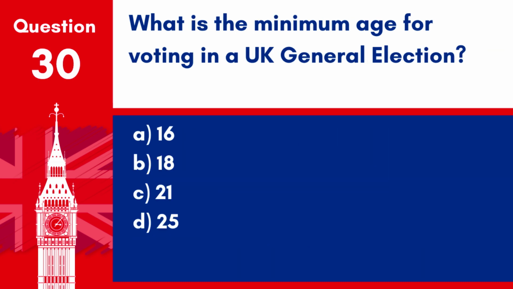Question 30. What is the minimum age for voting in a UK general election? A. 16. B. 18. C. 21. D. 25. Answer B. 18. The minimum age to vote in a UK general election is 18 years.